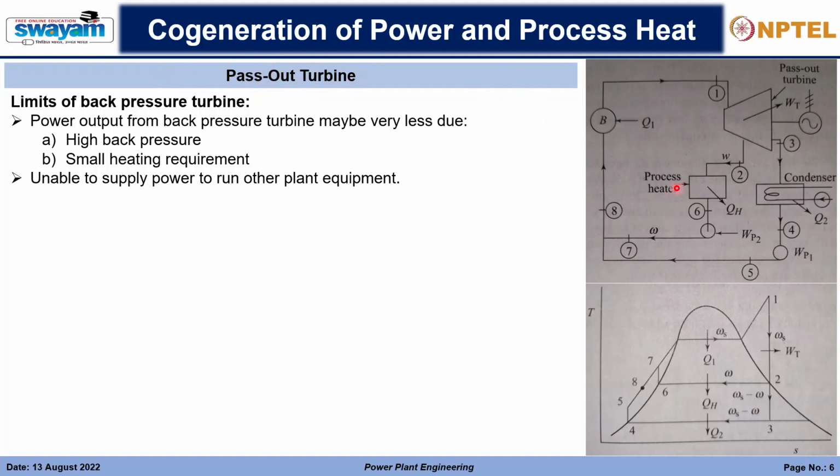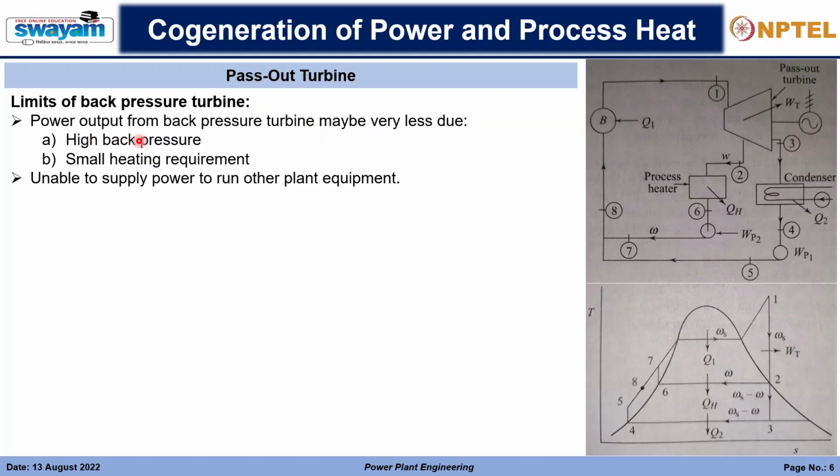Now this is the schematic, but first I will tell you why we need to go to the pass out turbine, or what the limitations of the back pressure turbine are. The power output from the back pressure turbine may be very less, because we are limiting the range of the expansion. We are not allowing the full expansion of the gas, in order to get dry steam at a particular pressure condition. That is why the power output may be very less.